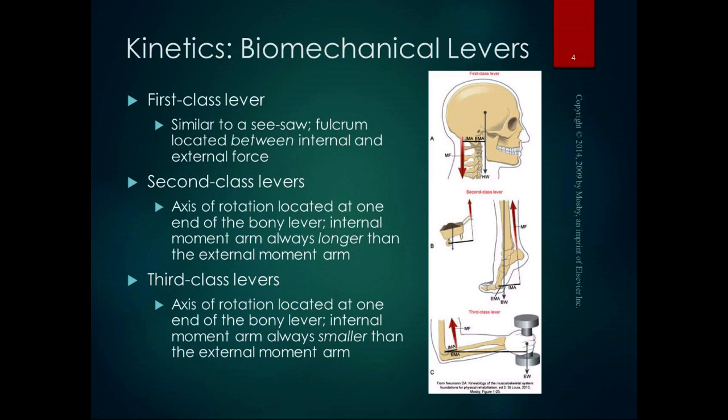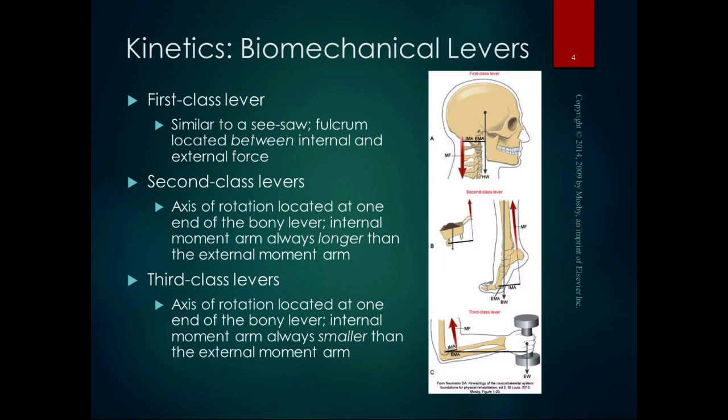So hopefully you've already had something about biomechanical levers in anatomy and physiology. We're going to briefly go over them, and then we'll revisit them again in the muscle chapter when we're talking about lever analysis. So the first class lever, the mechanical example is the seesaw or the teeter-totter. It's the fulcrum or axis located between the internal and external force, or located between the force and the resistance, if you want to think of it like that. The biomechanical example is the cranium sitting on top of the first cervical vertebra. So the axis is in the middle, and the force and the resistance are on either side of the axis.